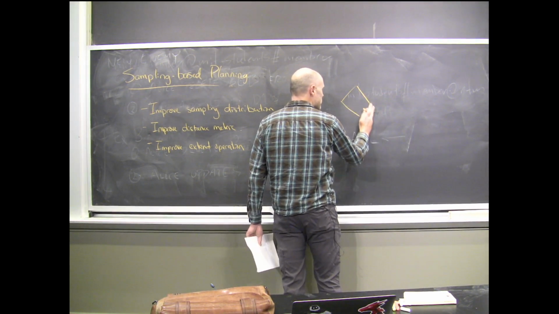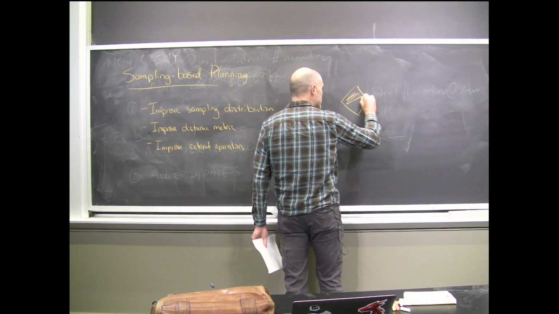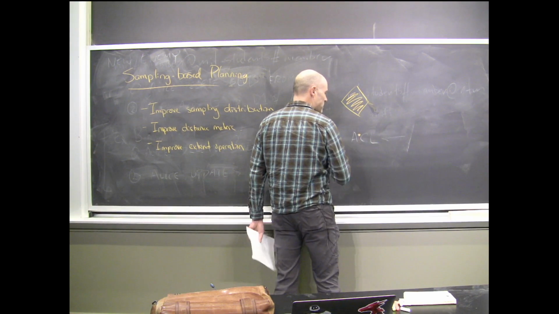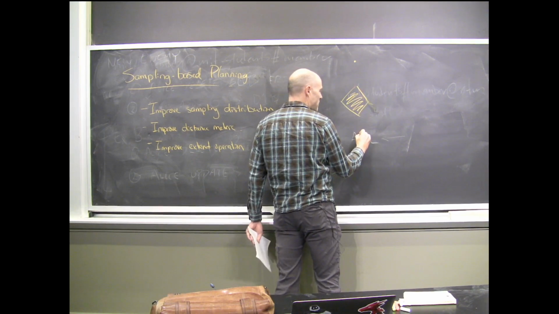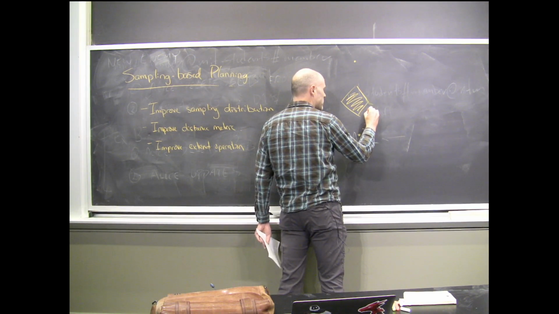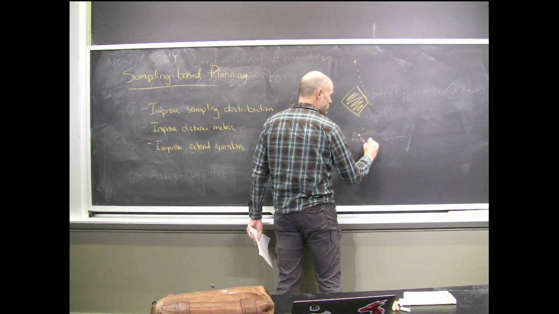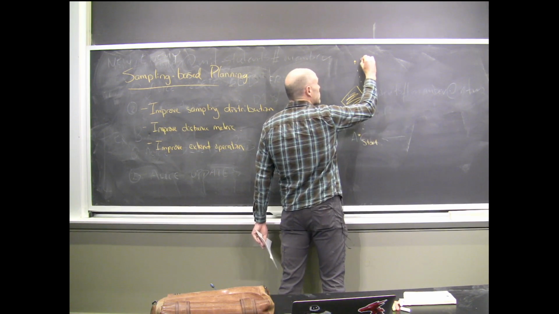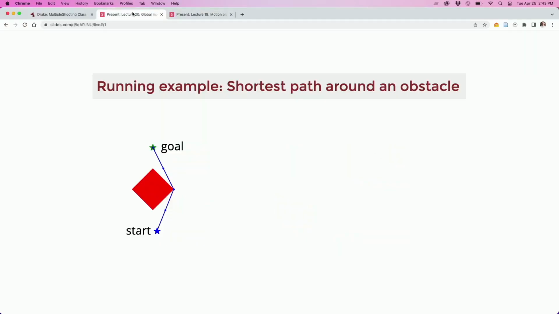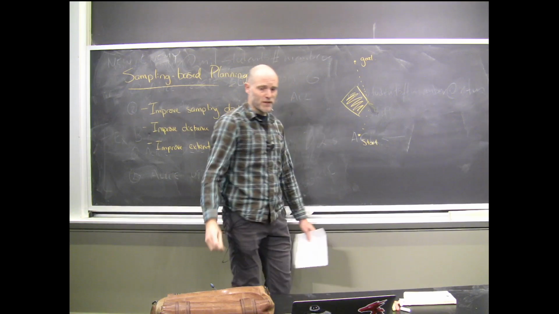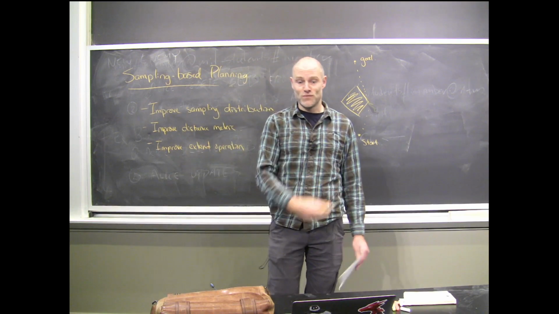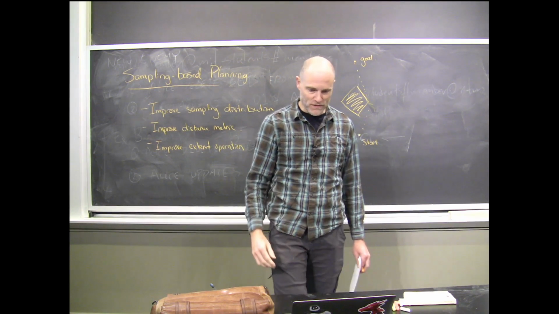This is my airplane flying left and right around the tree, but even more simple, I'll just think about a point robot that needs to plan a trajectory around a single obstacle. Okay, this is my start. This is my goal. And this is my obstacle. Okay, I'm going to make it a box because that makes my equations really easy when I write them down in a few minutes.